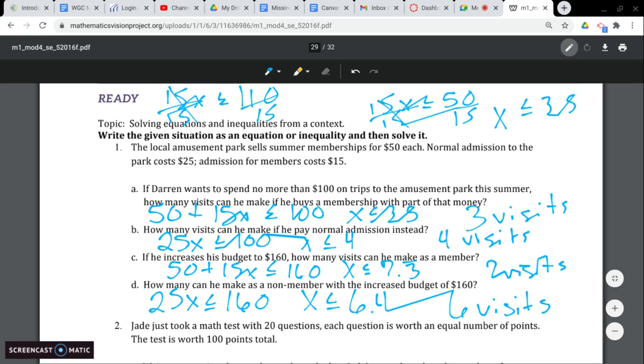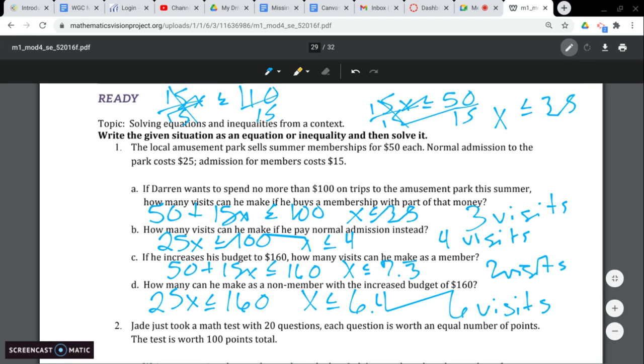So when he had the lower budget, the one that worked better was paying the normal cost. He could go more times. But when he increased the budget, he could then end up going more times with the membership rather than the regular admission. So depending on how much money he's willing to spend, he can get more visits in.